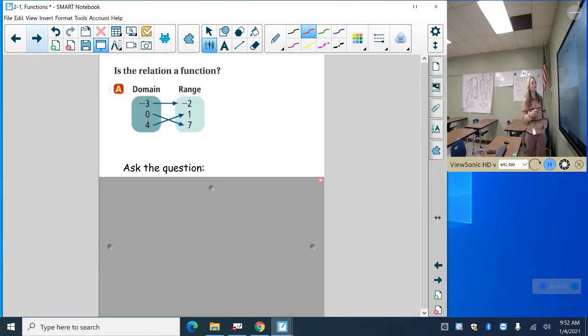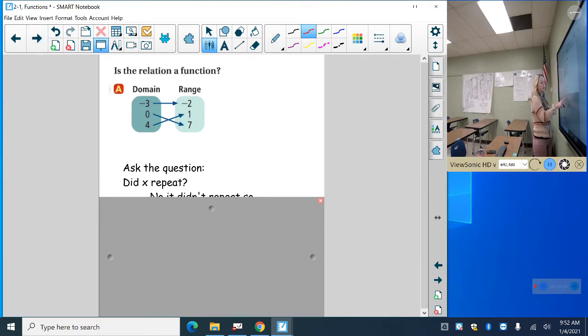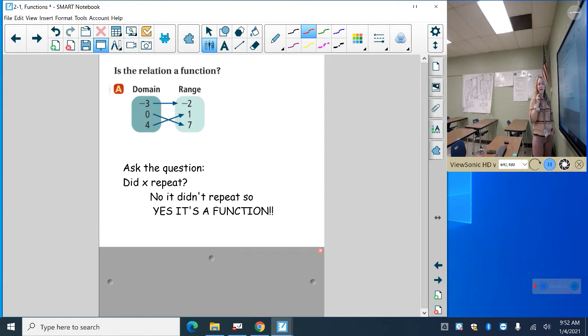Okay, so look at this one. Is the relation a function? Here's my domain, here's my range. Ask yourself the question: do the x values repeat? So here I have -3, -2. -3 doesn't repeat. 0 doesn't repeat, and 4 does not repeat. So the answer, no, it doesn't repeat. So yes, this is a function.